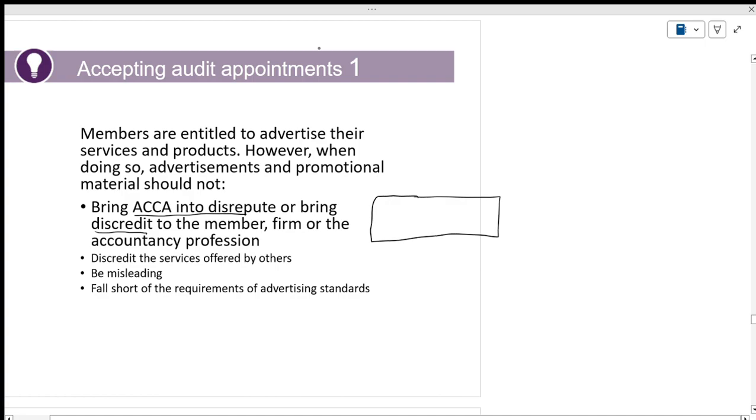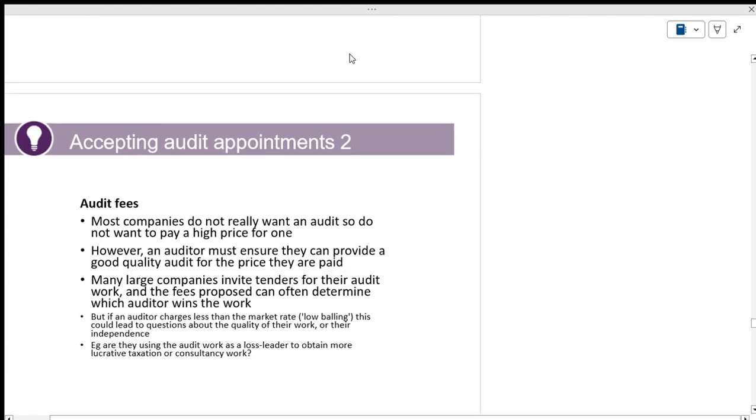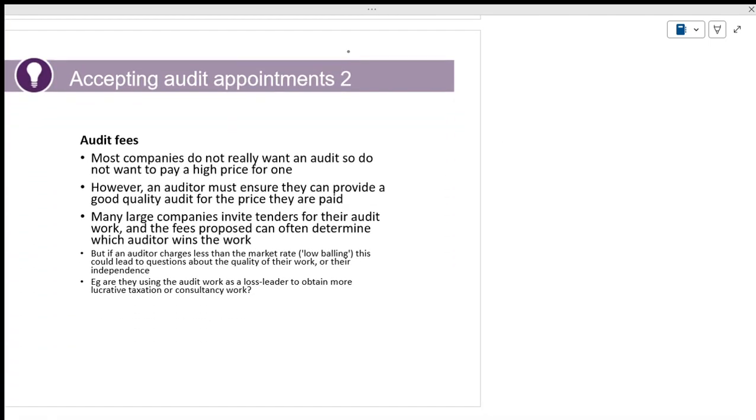You can use that you are an affiliate member of ACCA. Automatically it adds value. In the letterhead you can use the logo. Once you are an affiliate, you can use the logo. That's what it says. But it should not bring a bad name to the organization. Now, what is the most important thing? We are very much concerned about this.